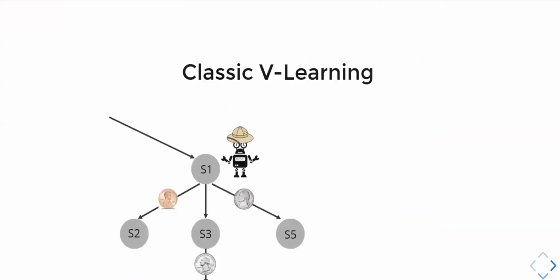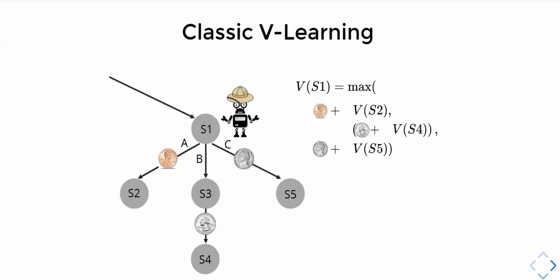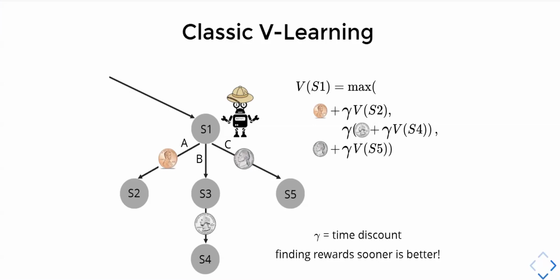In classic V-learning, you've got some states, you've got some actions, maybe A, B, and C you can take, and actions can give you rewards and lead you to new states. What you want to figure out is how good is any particular state, and you do that by looking at the maximum across possible actions of the rewards plus the values of the states they go to. And because we care about searching space efficiently and not just searching it at all, we also have this gamma term, which is the time discount. That says that finding sooner rewards is better than finding later rewards.